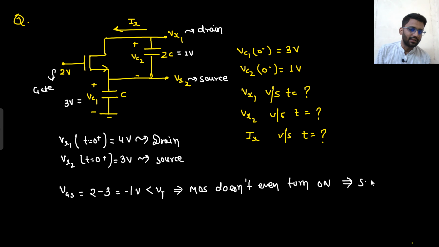MOS doesn't even turn on. This is the steady state. Ix is equal to 0. There is no current in the MOS. Ix is equal to 0 and this is the steady state.